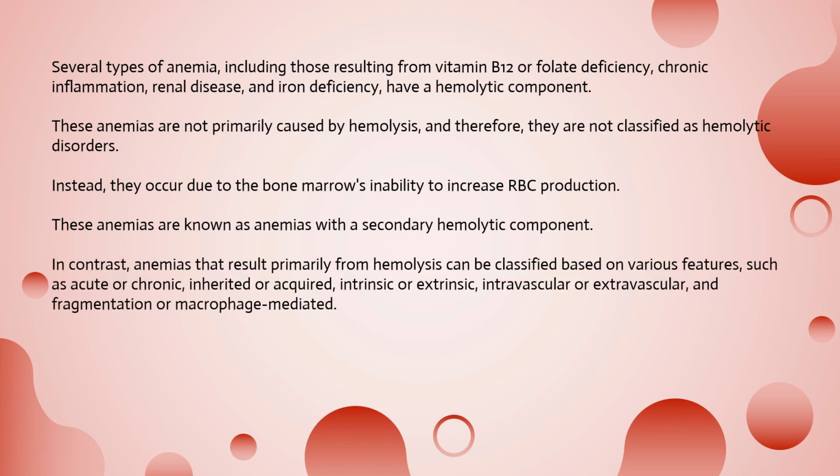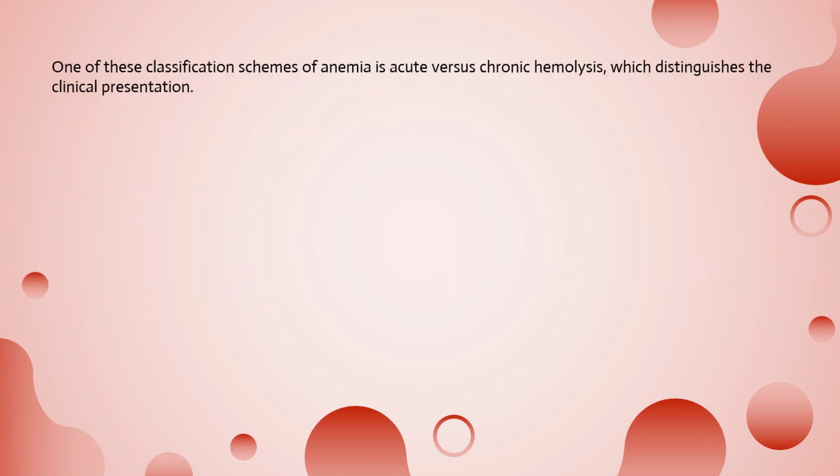In contrast, anemias that result primarily from hemolysis can be classified based on various features, such as acute or chronic, inherited or acquired, intrinsic or extrinsic, intravascular or extravascular, and fragmentation or macrophage-mediated. One of these classification schemes of anemia is acute versus chronic hemolysis, which distinguishes the clinical presentation.